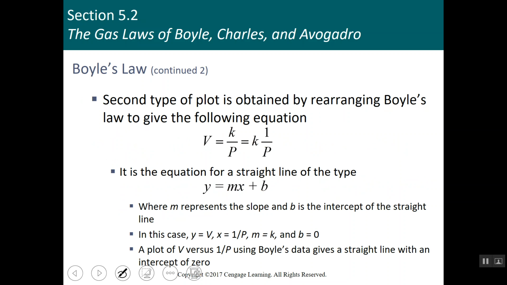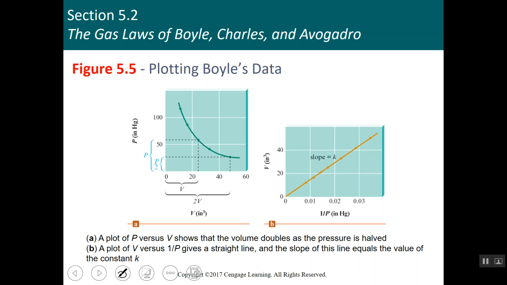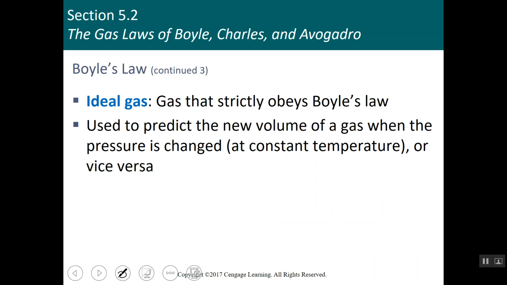So a couple different plots that Boyle did, a lot of different mathematical applications. You see the equation of a line there. And so when he plotted pressure versus volume, he got something like that. And when he plotted volume versus 1 over pressure, he got a straight line.